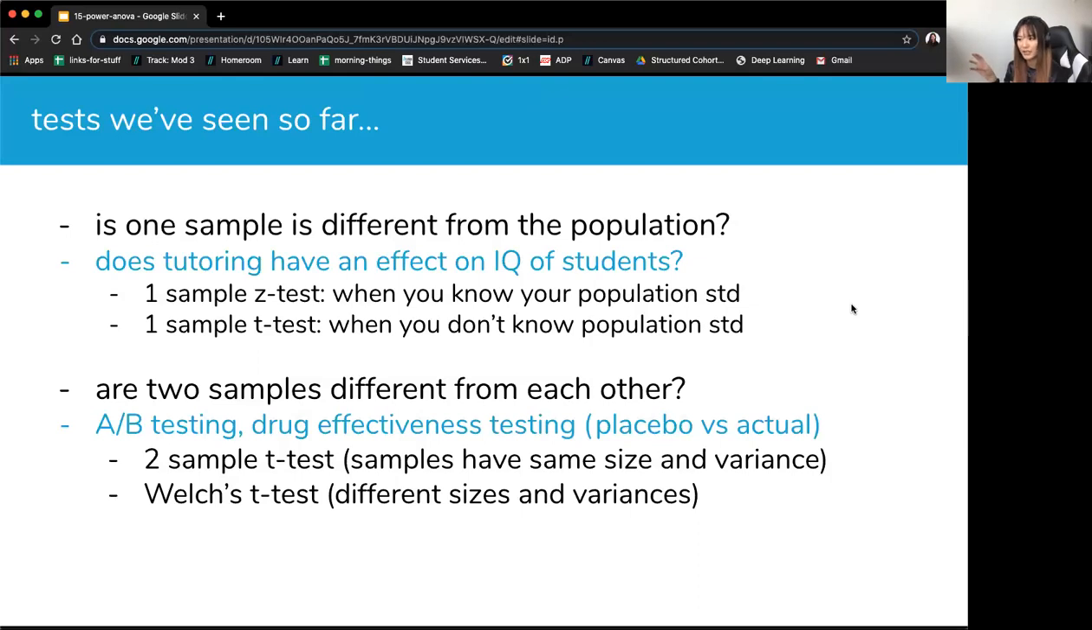Now, these are all the 4 tests that we've talked about so far. Does anyone have any questions about any of this?